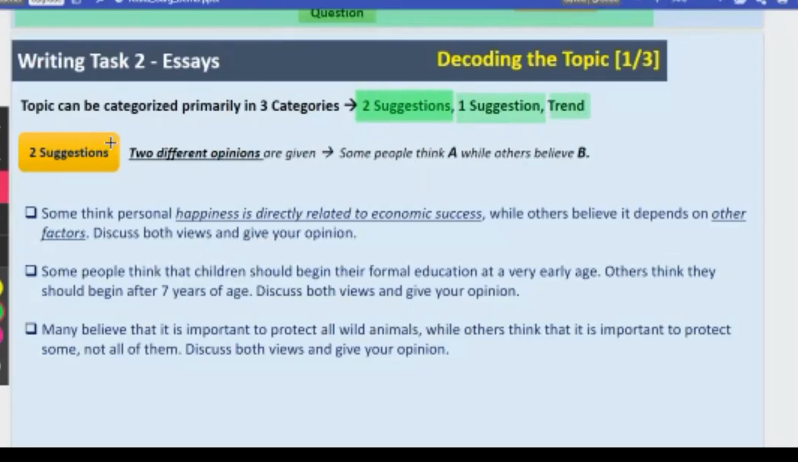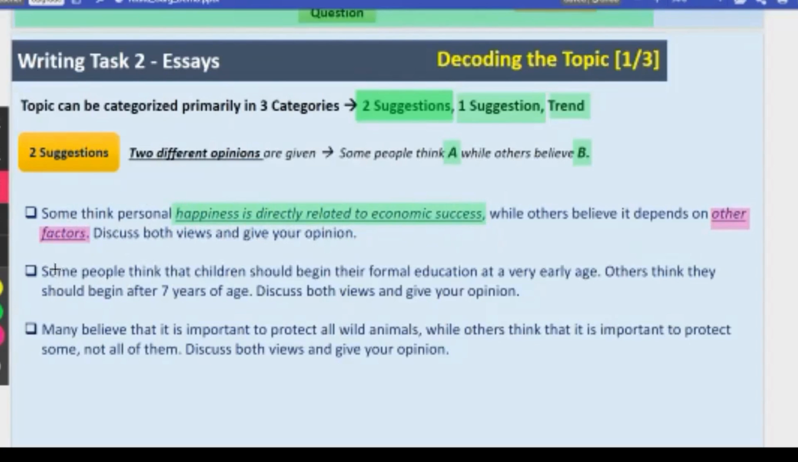Whenever we get two suggestions, as I told you, there are two types of people. The first category of people is suggesting A, while the next category of people is suggesting B. Let us look at some questions. Some people think, again the same question we discussed earlier. Here you will see, this is A, the first viewpoint, while this is the other viewpoint. You can see here, happiness is impacted by other factors. So this is A and B. This is a two-suggestions-based topic. In this topic, two different suggestions are given.